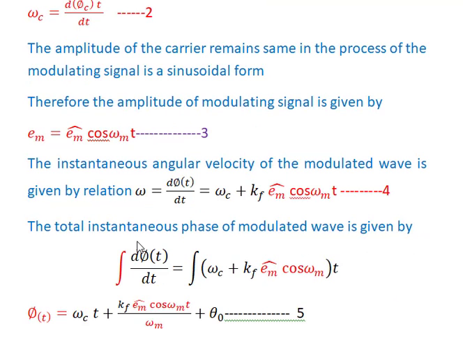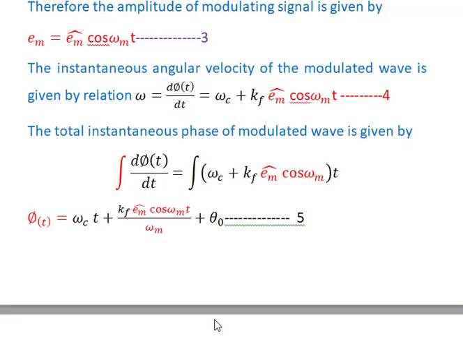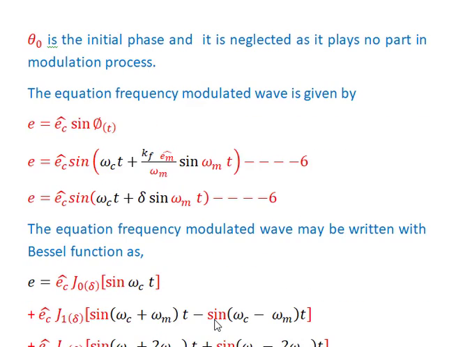The total instantaneous phase of the frequency modulated wave is given by integrating the above equation: integral of omega c plus kf Em cap cos omega m t. We will have phi of t equal to omega c t plus kf Em cap sin omega m t by omega m plus theta naught. But theta naught is the initial phase and it is neglected because it plays no part in this modulation process.